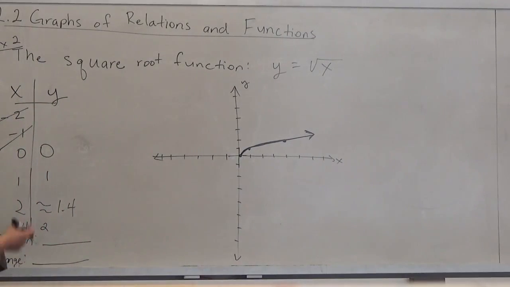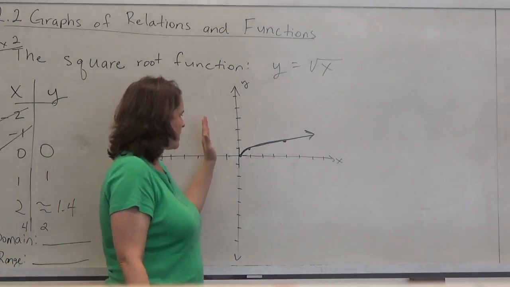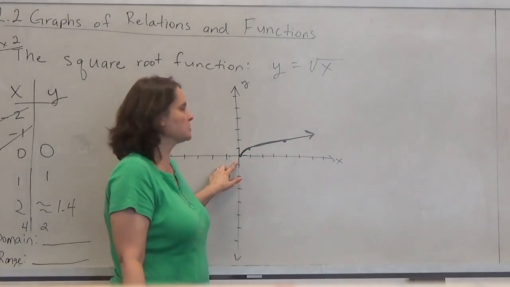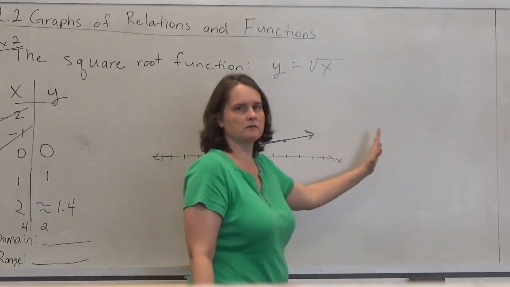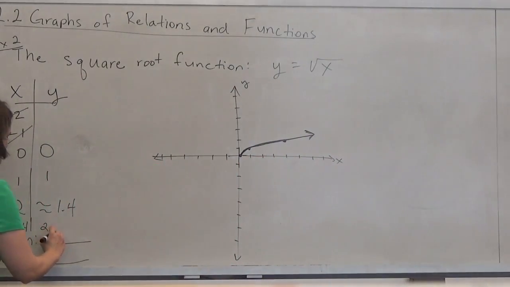What about the domain? What do you think the domain is going to be? Well, as we move in from the left side of this, looking at the x values, the graph does not even begin until we get to the origin. So x equals 0 is going to be my starting point, and it goes out to positive infinity. So my domain, I would use a square bracket, 0, comma, infinity.